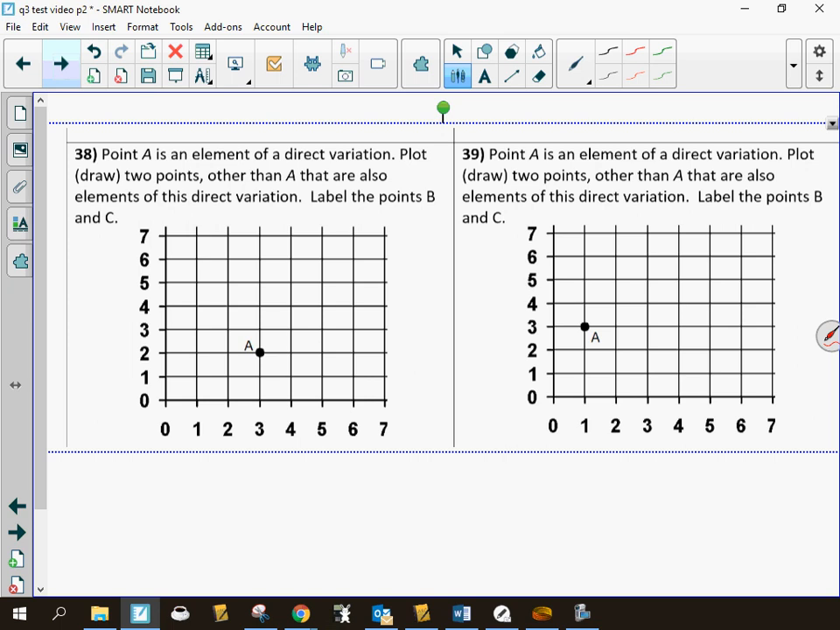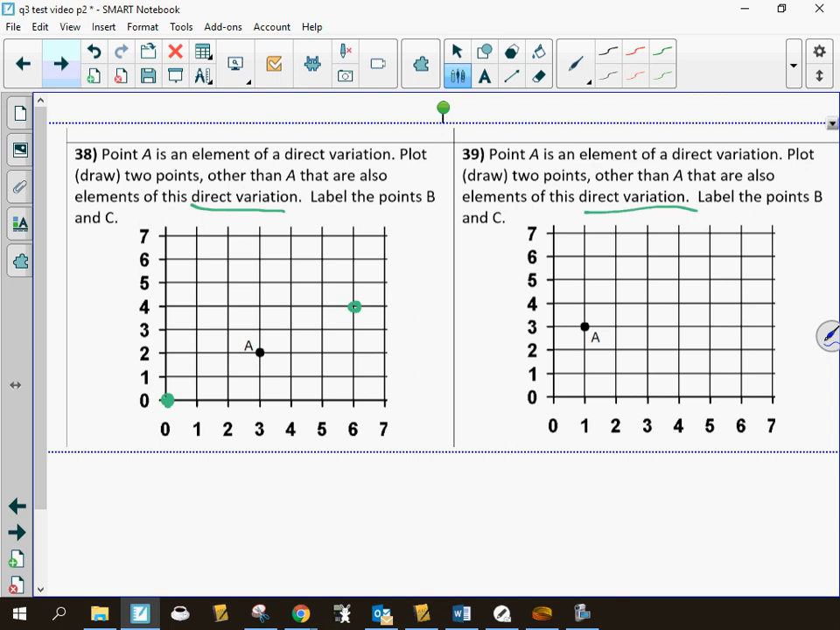Let's go right on into the next problem. Point A is an element of a direct variation plot. Draw 2 points other than A that are also elements of the direct variation. Now, one of the key features of direct variation is that it always goes through the origin. So there's my first point. Now, direct variation is a line, and so the slope is constant. So between the origin and A, we rise 2 and we run 3. So our next point, we could rise 2 and run 3 and get that point.